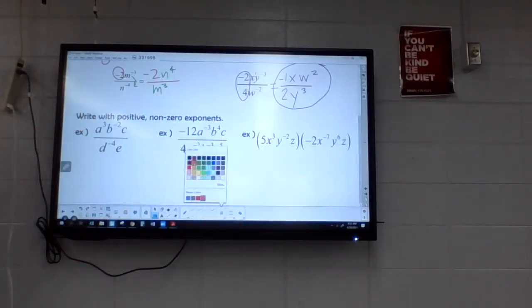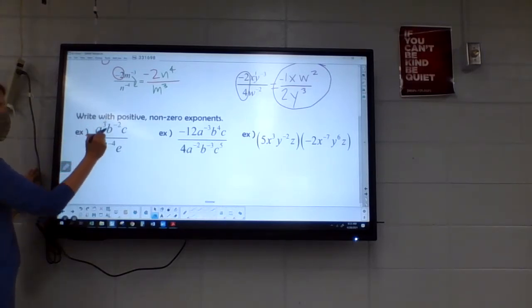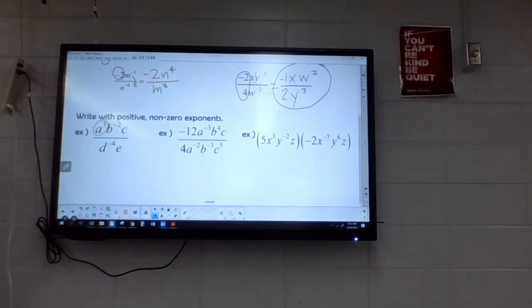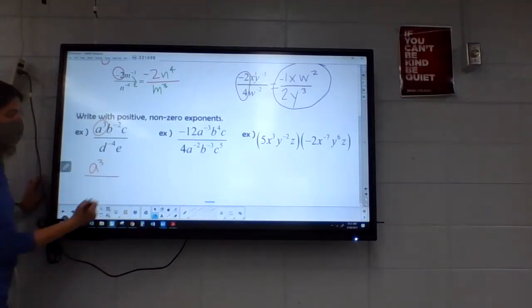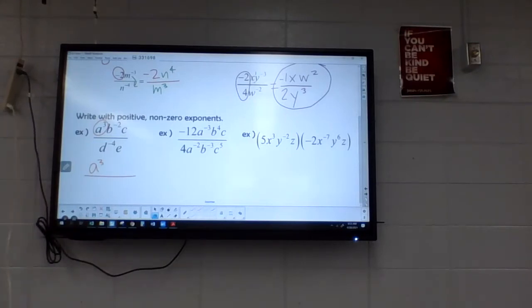So I'm going to, just like I did before, ask a question that I ask again and again. We only want to move bases with negative exponents. So is a to the third okay? Yeah, so leave a to the third where it is. That's going to stay on the top. That doesn't change at all.